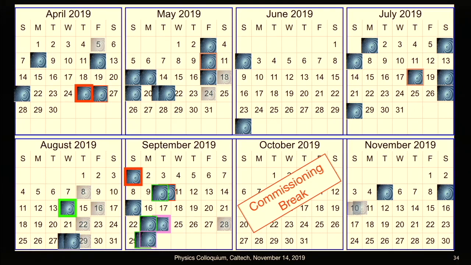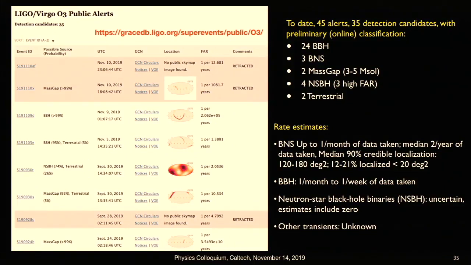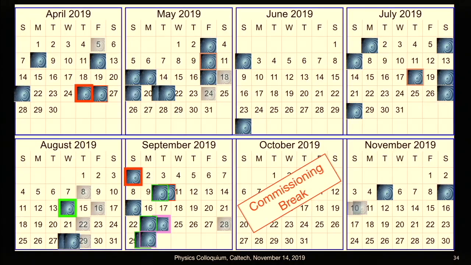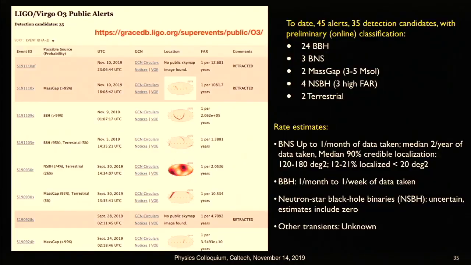There are a couple with a low false alarm rate, and there are a couple with a high false alarm rate as well. For binary neutron star, the expectation is between 1 a month to 1 a week, and I would say that's consistent with the data that we've been receiving so far. For NSBHs, the range is too uncertain to say, and we don't know what to expect for other sources. But O3 is already promising to be rich in events, and at the very least, we're going to have lots of binary black holes to add to our catalogs.